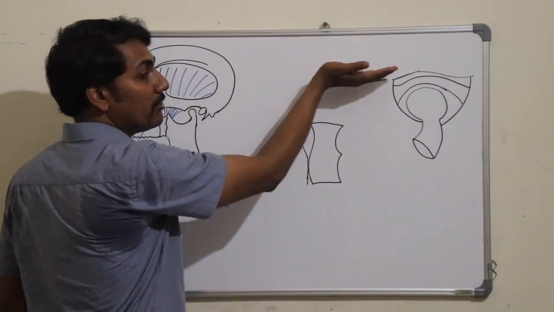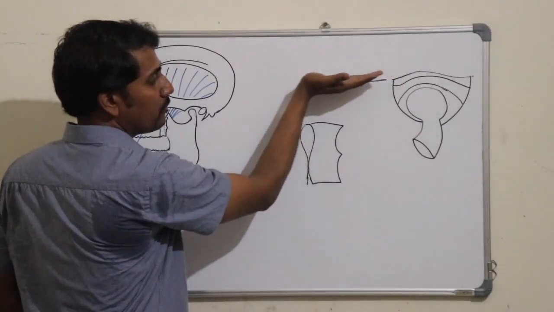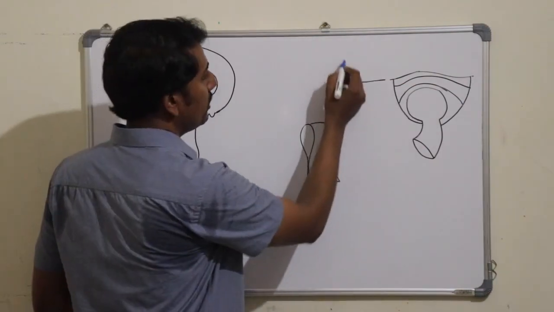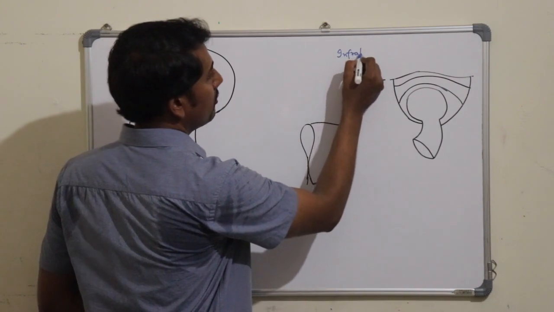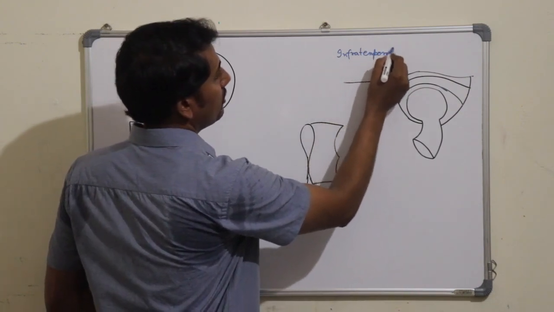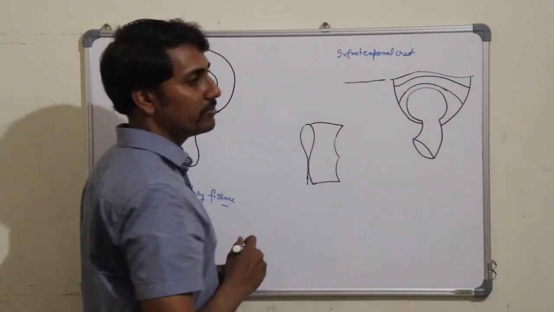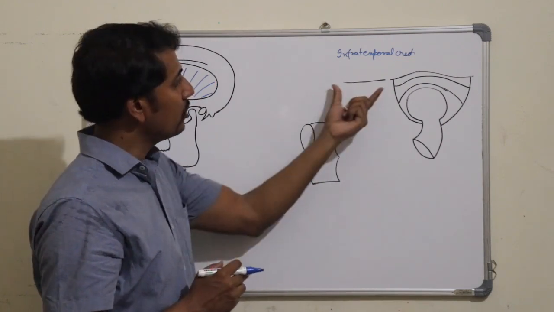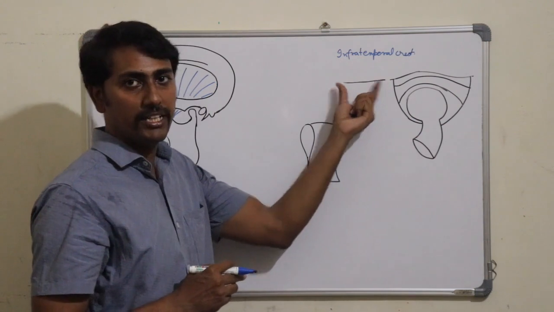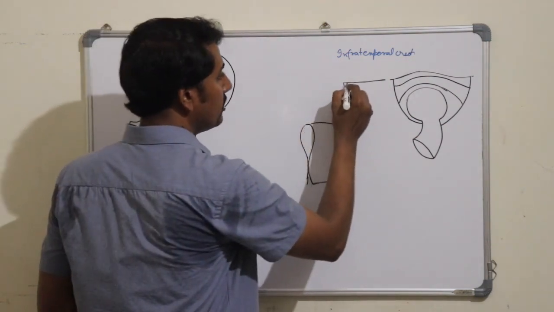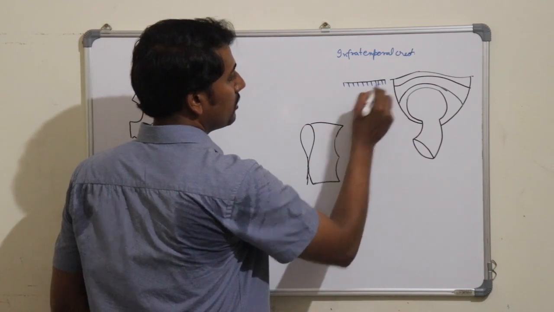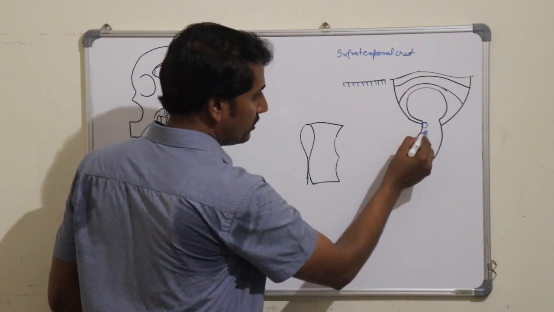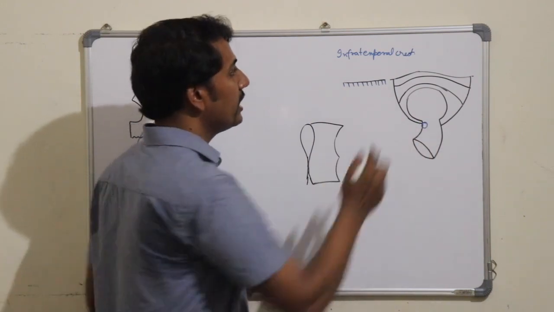Here lies the greater wing of the sphenoid. So this becomes the infratemporal surface and the crest of the greater wing of the sphenoid. The upper head of the lateral pterygoid muscle arises from this infratemporal surface and crest of the greater wing of the sphenoid from this region, and gets attached to the fossa in the anterior part of the neck of the mandible, which is known as the pterygoid fovea.